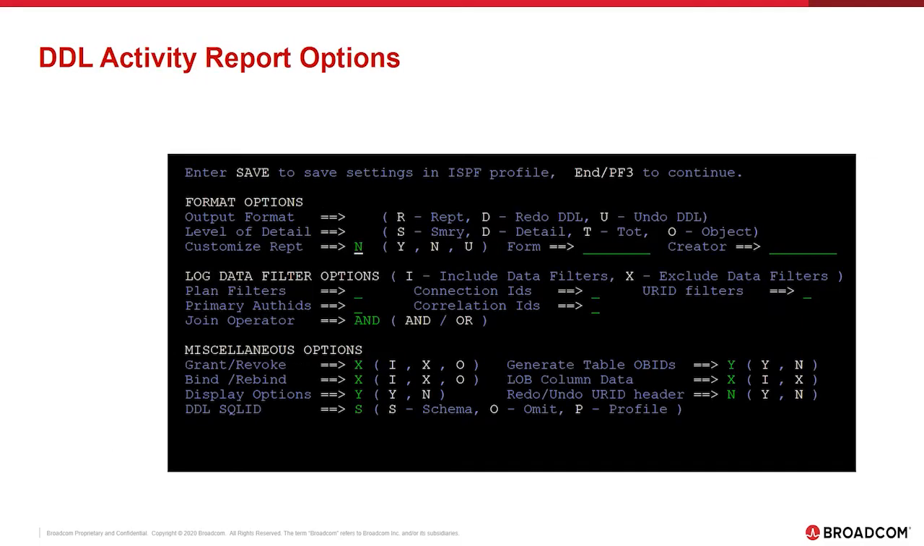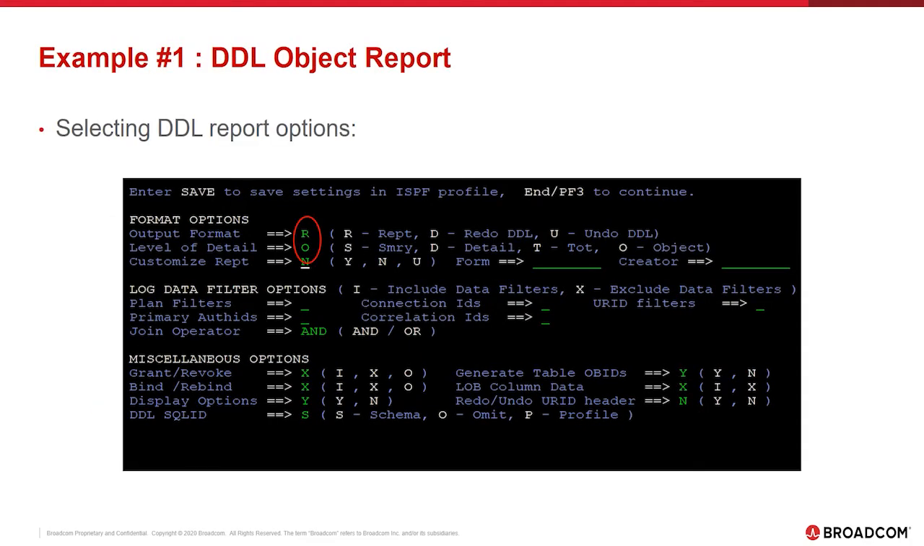Like with DML reporting, you have similar fields to specify your options in, with slight deviations in output format, level of detail, and data filters, as well as miscellaneous options, now offering grants and revokes for security-related changes, or binds and rebinds for changes in the DB2 packages, for example. We also specify DDL SQLID equals S, so when needed, SQLID is set from the Schema from the logs. For our scenario, we select R and O to generate object-level reports on what has been done by each URID.